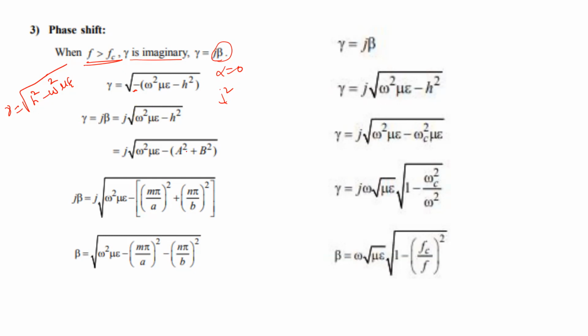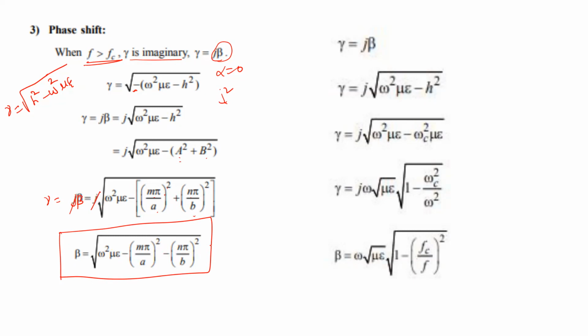As usual, replace h square as a square plus b square. Now, a square is nothing but m pi by a the whole square. B square is nothing but n pi by b the whole square. We are replacing it. This side we have gamma, which is purely imaginary and it's equal to j beta. This is equal to this value. Now this j and this j can be cancelled and the value of beta can be written as root of omega square mu epsilon minus m pi by a the whole square minus n pi by b the whole square.